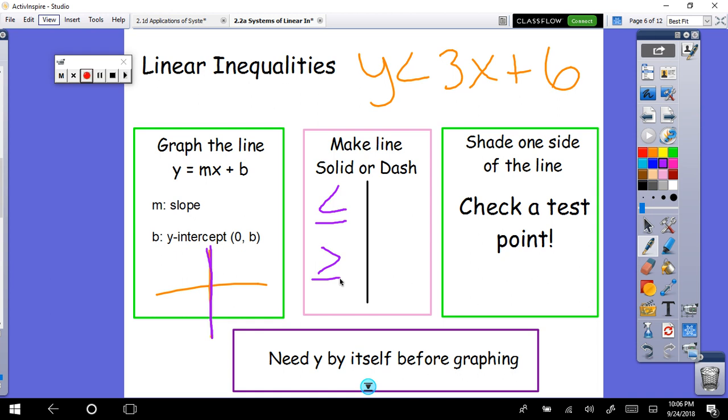And we make a dashed line when we have just less than or just greater than, because the points along that line are not included. Then we shade one side of the line. Remember, you can always check a test point to decide which side you shade. And then just another reminder to have y by itself before you start graphing. So we'll solve for y if needed.